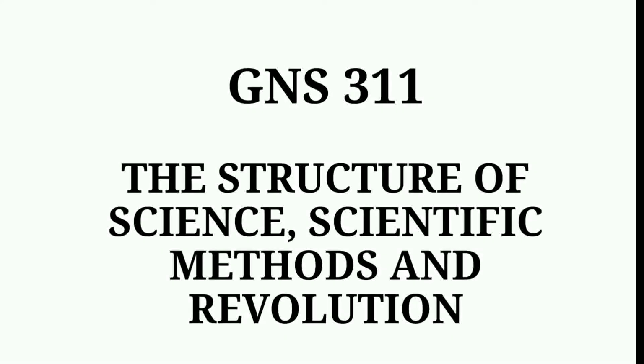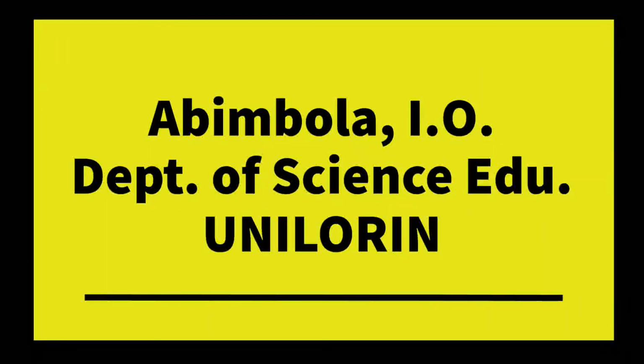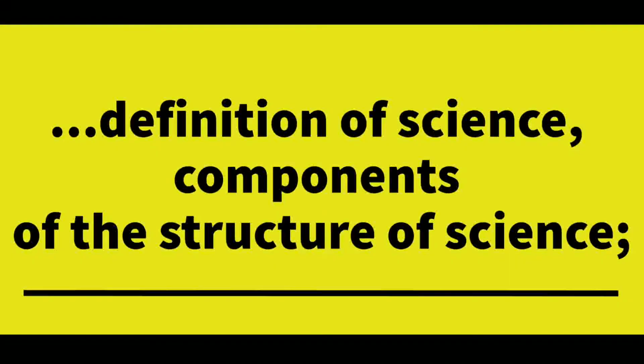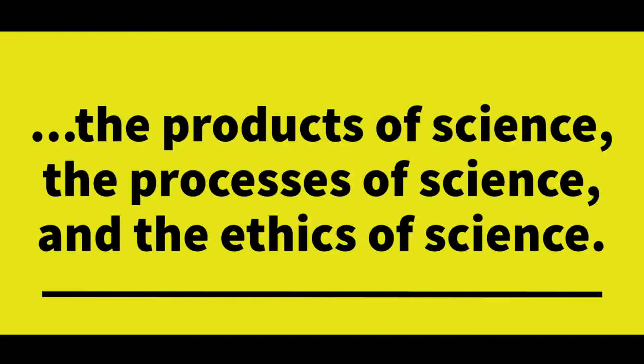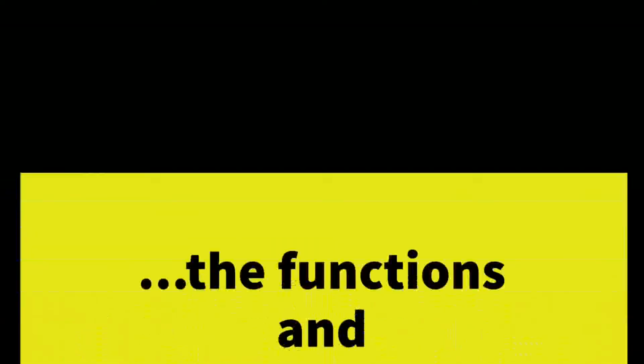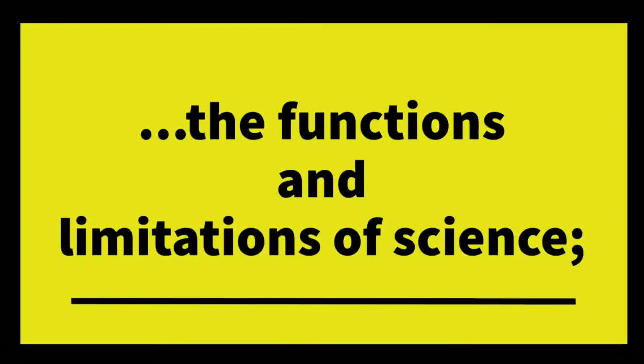You are welcome to the lecture GNS 311, The Structure of Science, Scientific Methods and Revolution. At the end of this lecture, you should be able to define science and to identify the components of the structure of science. Also, you should be able to identify and describe the product of science, the processes of science, and the ethics of science. You should also be able to describe and discuss the functions and limitations of science.